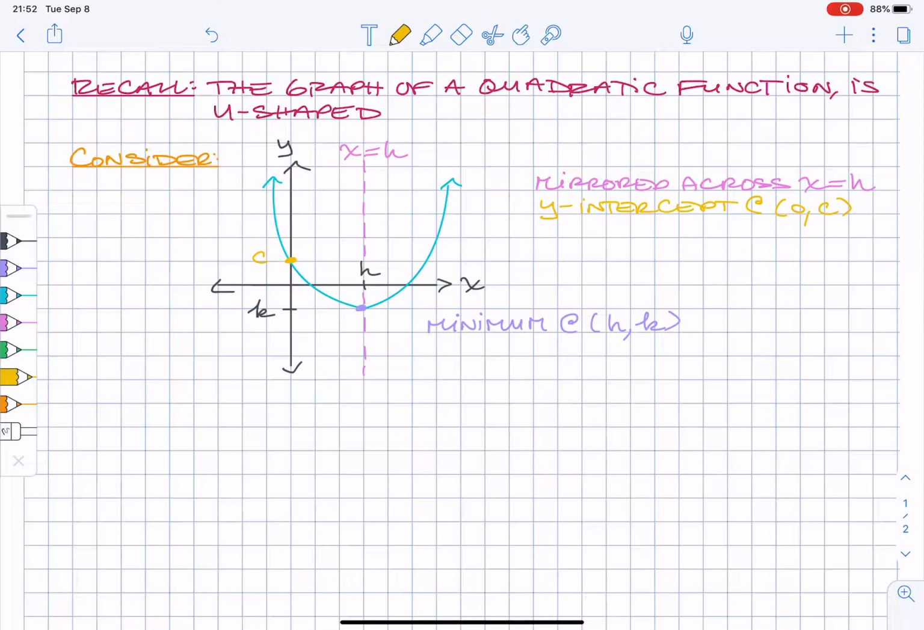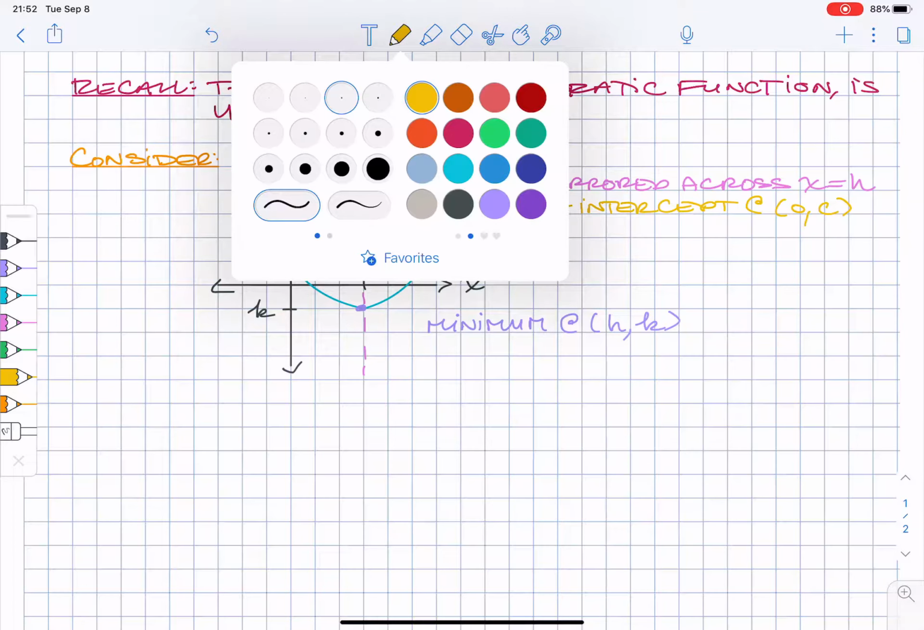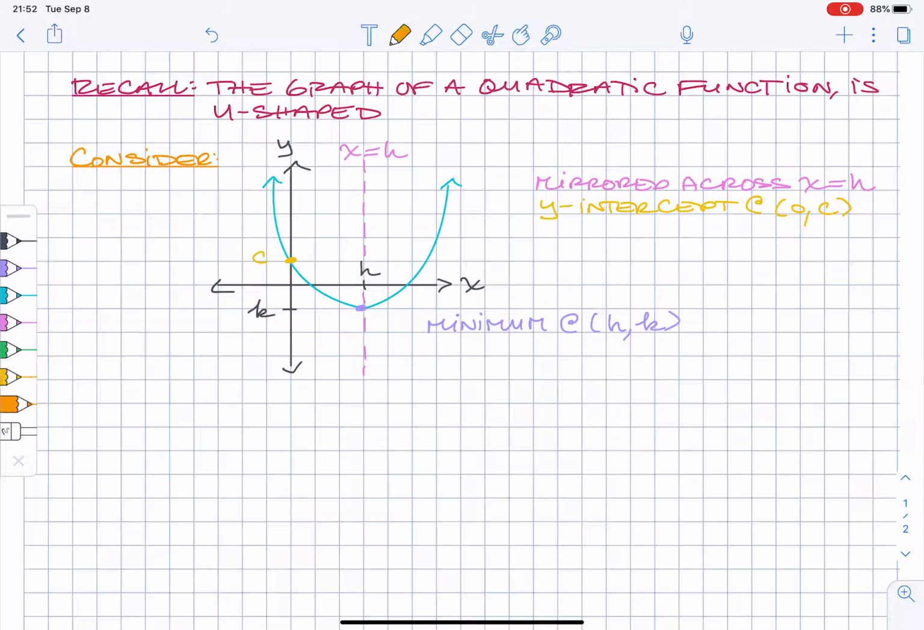And notice that I've shifted the graph. Why do I keep on doing this? I'm teaching an old dog new tricks. We shifted from the origin h units right. So h units right. And in this case, we've shifted k units down. K units, not kappa, k units down. Okay, so this is pretty much what we have.